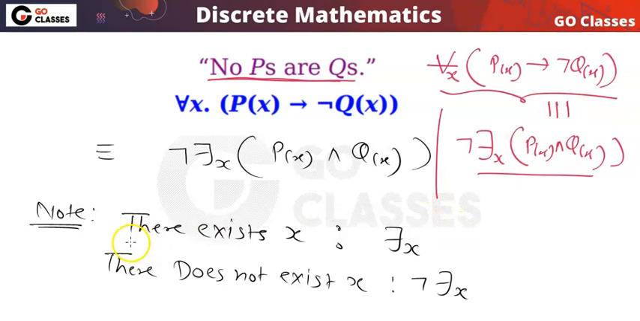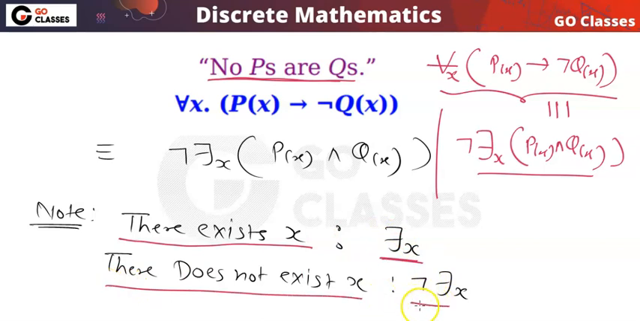You can notice that there exists x is written as there exists x, and there does not exist x is written as the negation of there exists x. So these are the basic concepts of quantifiers.